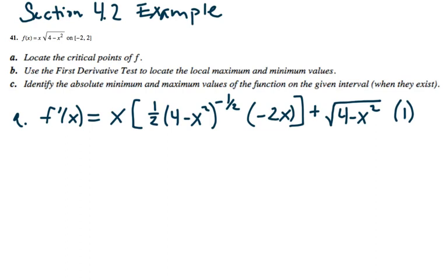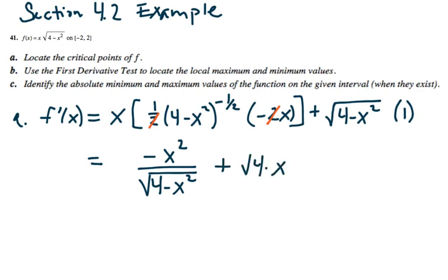Let's clean this up a little bit. The 1/2 times 2 is 1, so we can go ahead and simplify that a little bit. And we're left with minus x squared all over root 4 minus x squared plus root 4 minus x squared. And again, we're looking for critical points, so we set this equal to 0. And now we're solving this equation for x.